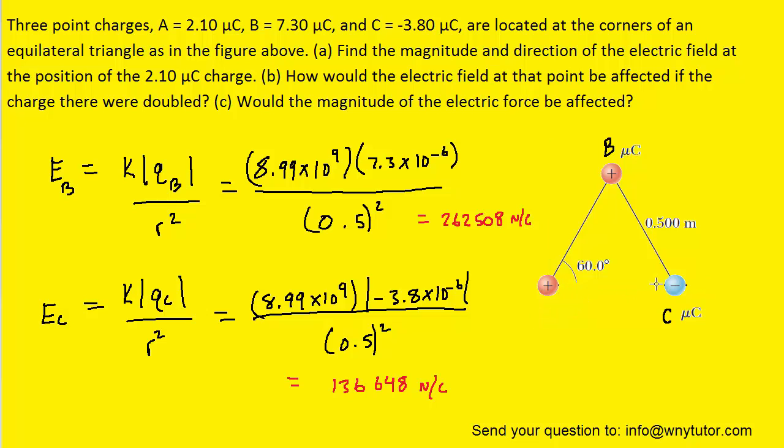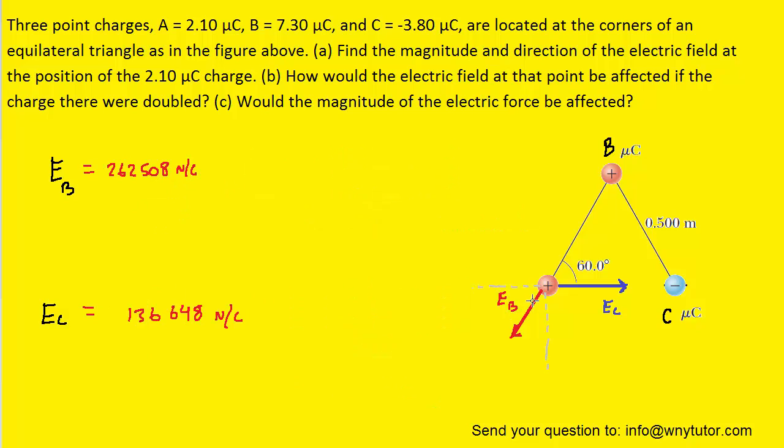Notice that because charge C is negative, its electric field would be pointing towards that negative charge, and that's because electric fields produced by negative charges always have a direction that points towards that negative charge. So we can label that electric field as EC. On the other hand, charge B is producing an electric field that points away from charge B, because positive charges produce electric fields that point away from that positive charge. So we could label an electric field that points in this direction EB.